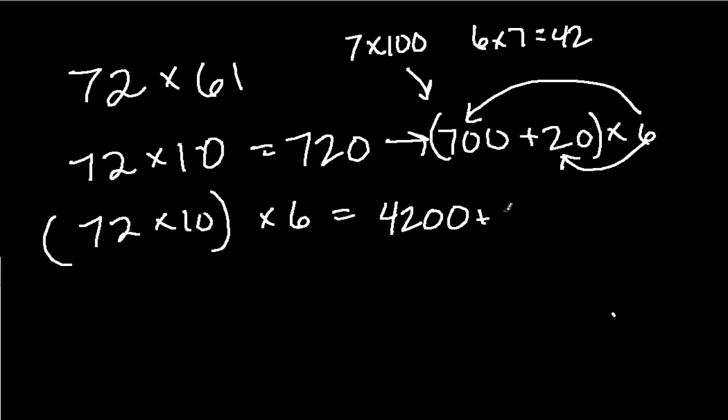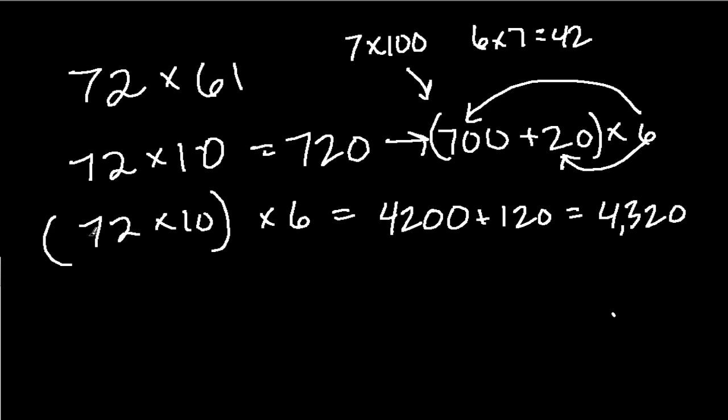Plus 6 times 20, well, 6 times 2 is 12, but 20 is 10 times bigger, so it's 120. We can add that up to 4320. Put the comma in if you want. So it's 4,320. So let's go back and keep track.